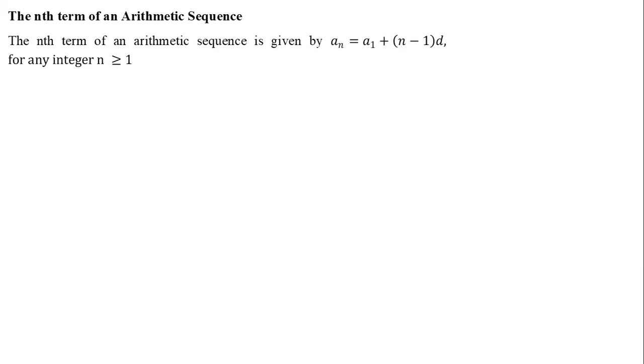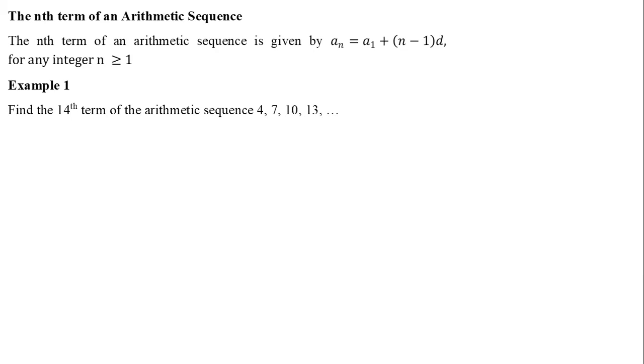If I want to get the 25th term, it means my n is going to be 25. I will have A25 equals A1 plus 25 minus 1, which is 24d. Then if I know my first term and my common difference, it is easy for me to get A25. Do you understand? Yes, sir. Okay, let's look at an example.